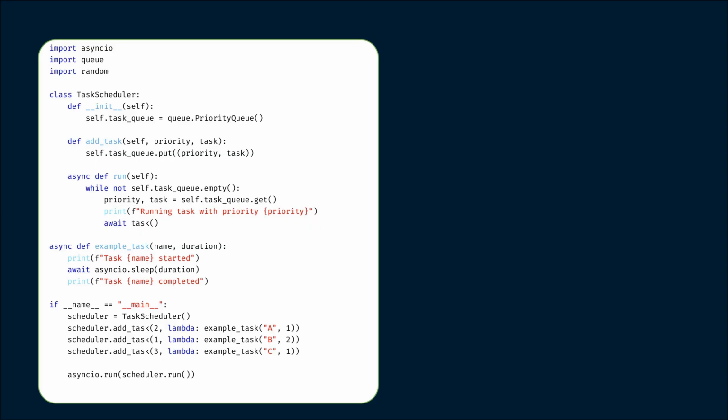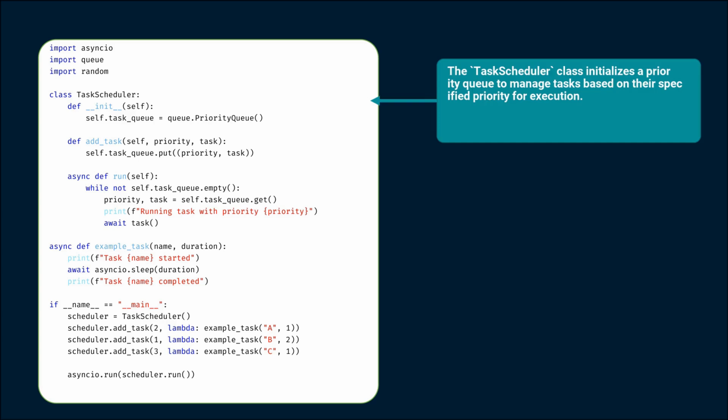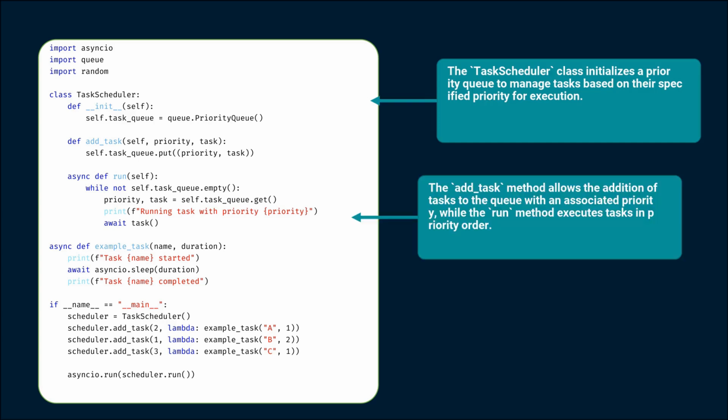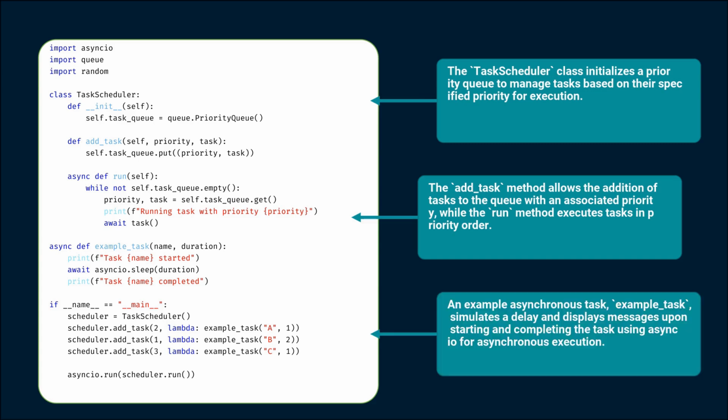Now let's implement a task scheduler that prioritizes the execution of asynchronous tasks. We begin by creating a TaskScheduler class that utilizes Python's queue.PriorityQueue. This allows us to manage tasks according to their priority levels. The constructor of this class initializes an empty priority queue where tasks will be stored. Next, we define the addTask method, which accepts a priority and a task function. This method places the task into the priority queue, ensuring that it can be retrieved based on its priority. Higher priority tasks will be executed first when we run the scheduler.